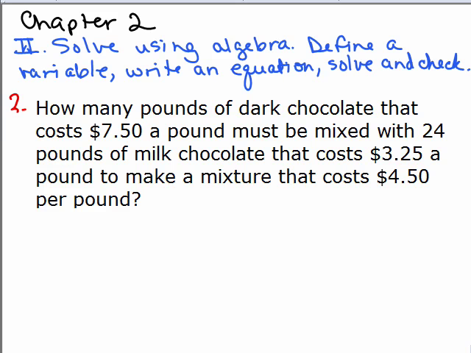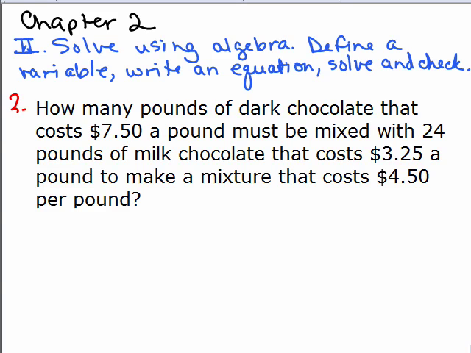Chapter 2, Part 2. Solve using algebra: define a variable, write an equation, solve, and check. For number 2, this is a mixture problem. How many pounds of dark chocolate that costs $7.50 a pound must be mixed with 24 pounds of milk chocolate that costs $3.25 a pound to make a mixture that costs $4.50 per pound?